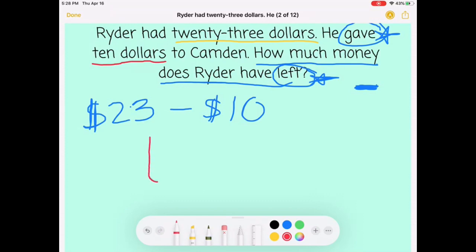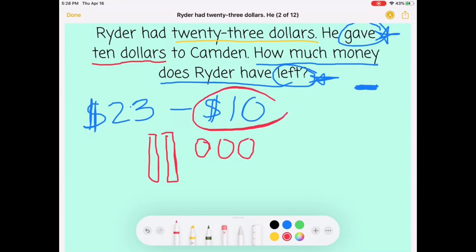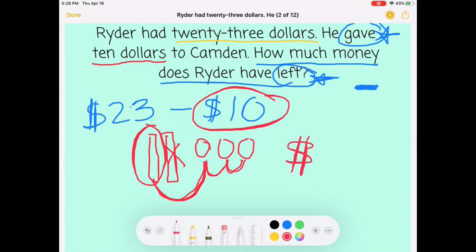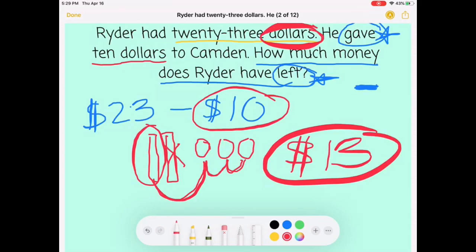I draw 23 first. 10, 20, 1, 2, 3. And my job here is to take away 10. Well, that's super easy because I can cross out a 10 stick and then I can count what's left over. I have 10, 11, 12, $13 left over. Now remember, we're talking about dollars, so we need to use the dollar sign.